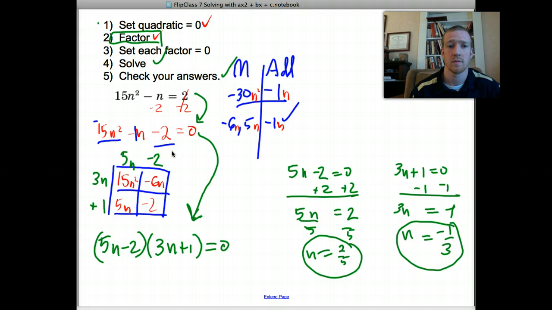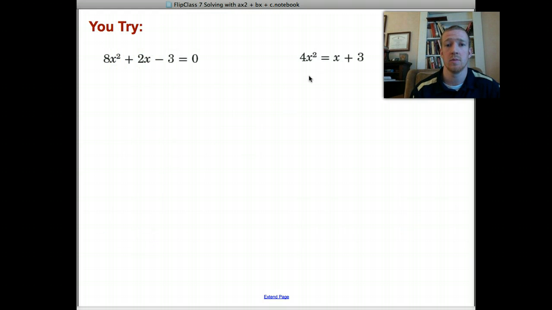All done. Now make sure that you guys try these two problems here. Already set equal to 0, so just factor, set each factor equal to 0 and solve. This one you have to move these over so that you have some quadratic equals 0. Alright, see you in class tomorrow.